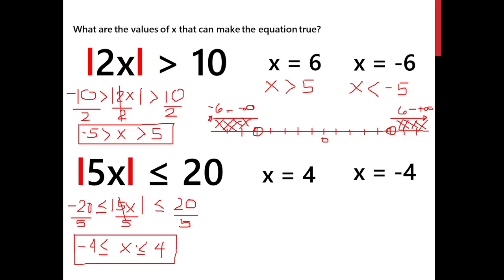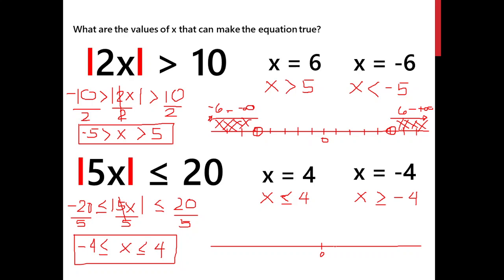So it means any number less than or equal to 4 are solutions to our inequality, and any number greater than or equal to negative 4 are solutions. Now let's try to plot this one for us to know the answer.